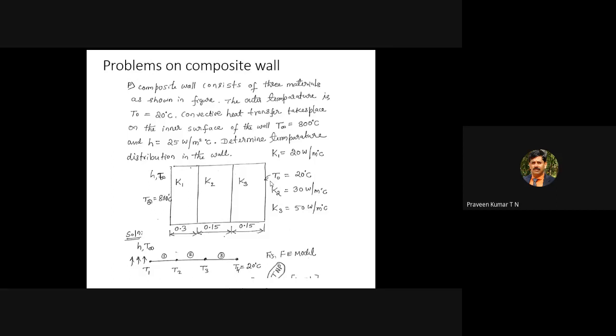On the right side wall, they have given T naught equal to 20 degrees Celsius. It is not T infinity. This is nothing but the temperature T4. If you consider node 1, node 2, node 3, node 4, this is temperature T4.